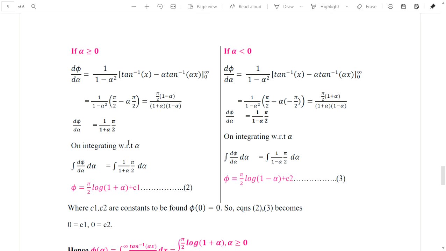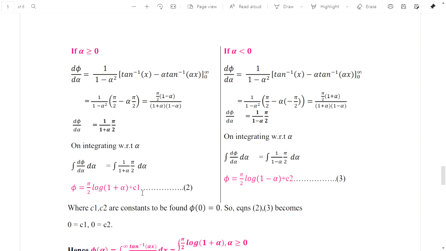But we have to find the phi value. We got the d phi by d alpha value here. So integrate this function with respect to alpha on both sides. So the integral of d phi by d alpha into d alpha is equal to the integral of 1 by 1 plus alpha into pi by 2, which is constant, written as it is, into d alpha. That implies phi is equal to pi by 2, which is constant, bring it out. Integral of 1 by 1 plus alpha is log of 1 plus alpha plus constant of integration c1.